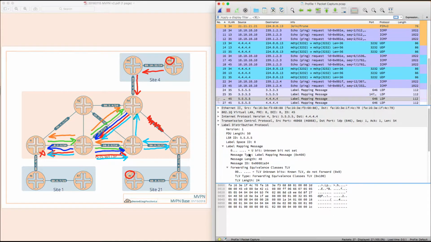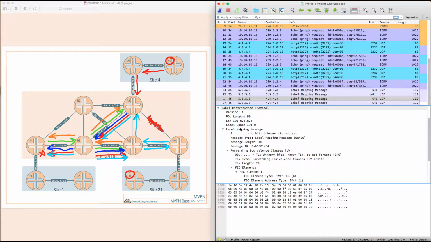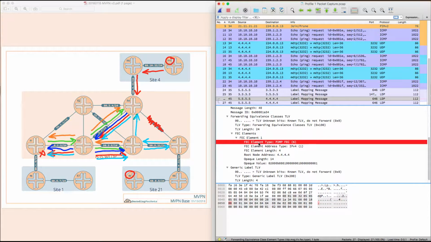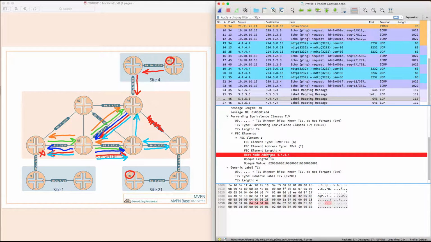So you're just basically responding MLDP-wise to this message up here. Let's break this down. This is a label mapping message. The FEC is what we are interested in. In the FEC elements, we see that it is a point-to-multipoint FEC, so it's not a multipoint-to-multipoint FEC. And what do we need after the point-to-multipoint FEC? We need the root address, which is right here. The root of this particular P2MP is going to be the PE that signaled it, which is 4444. That's the PE that's going to dump all of the multicast data on here.